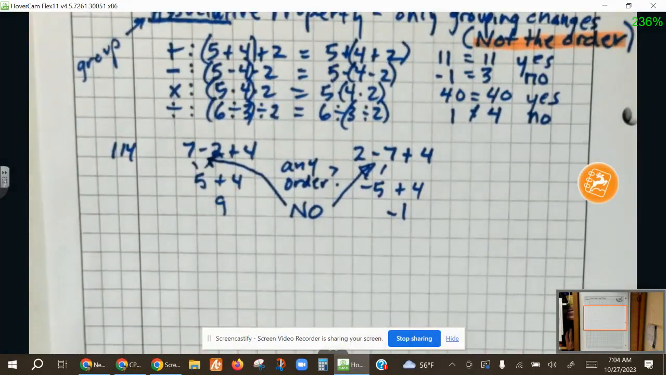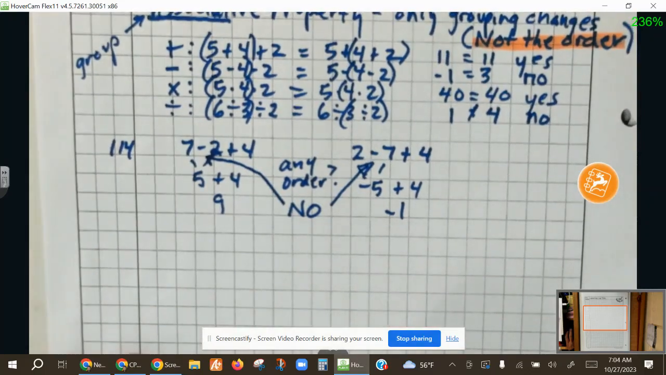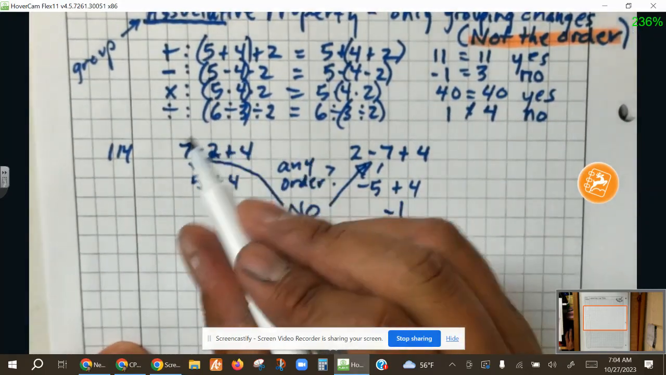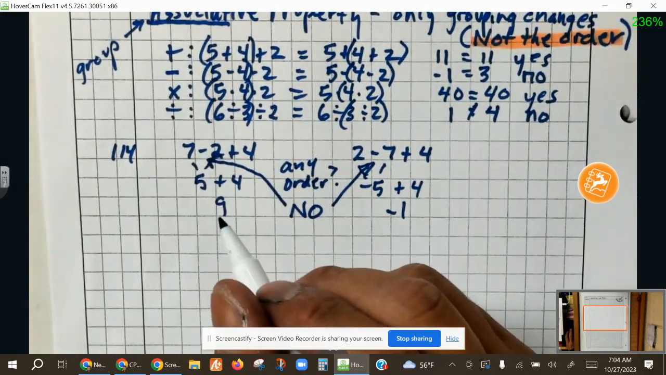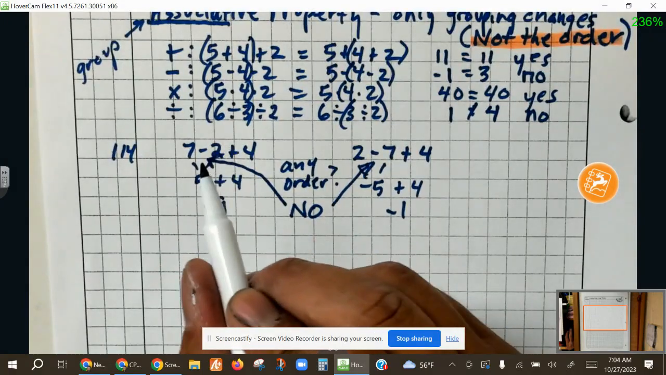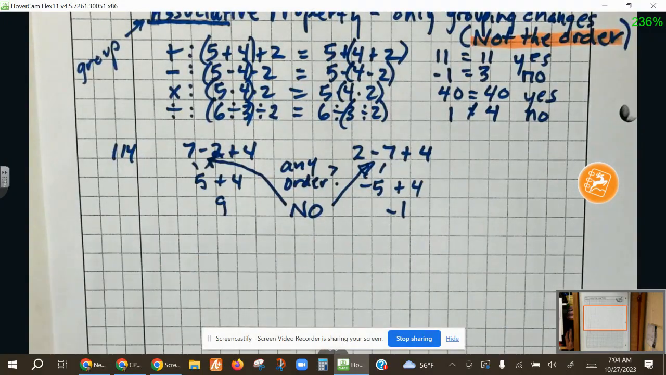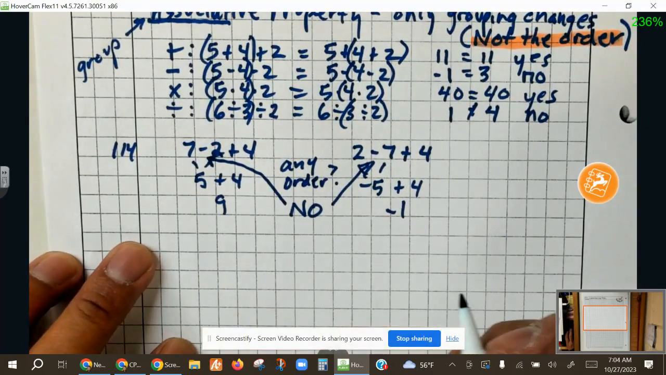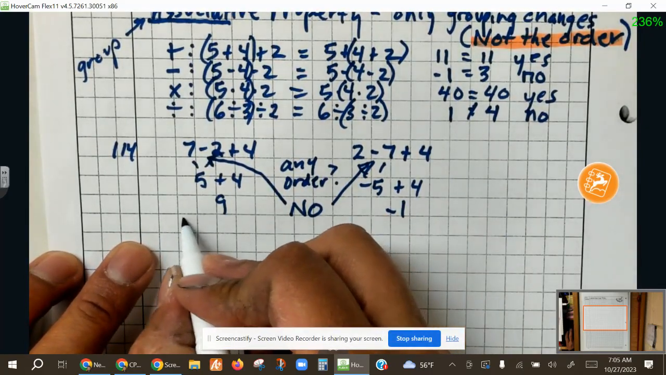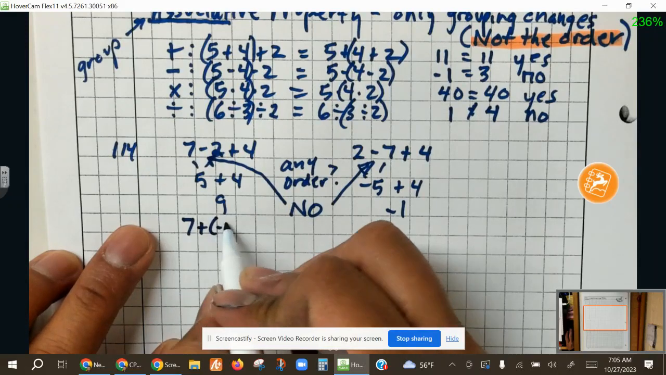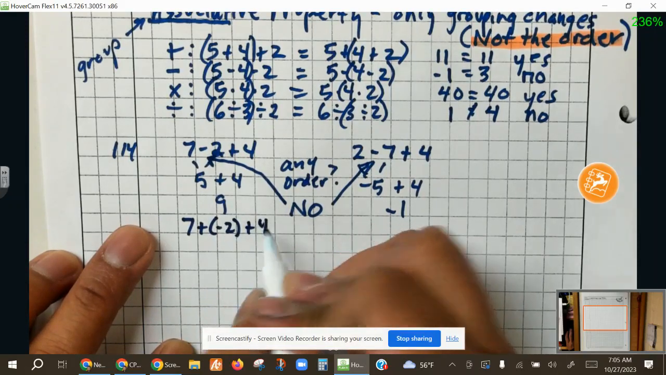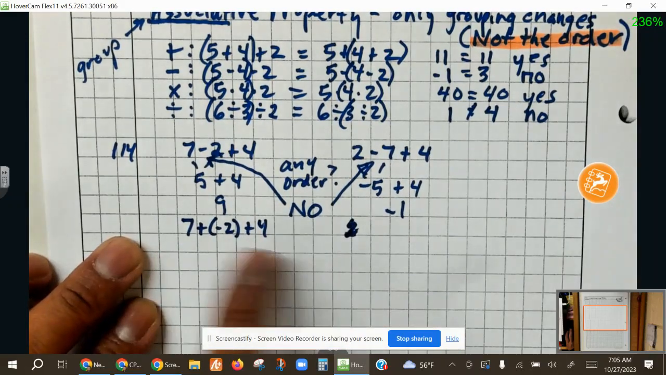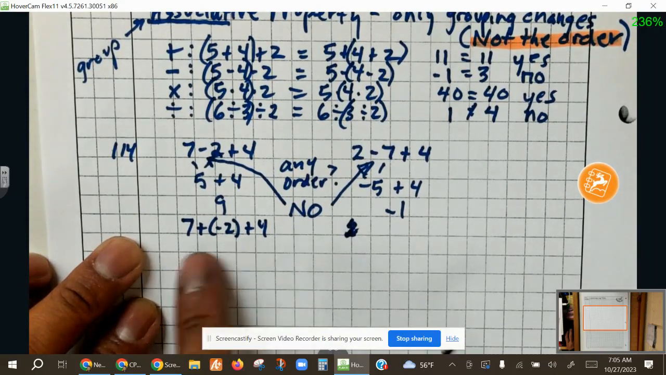So how can we solve this problem? Well, we remembered from a previous lesson that whenever we have subtraction, we can always write subtraction as an addition problem. So let's rewrite these as addition problems. So the first one, the 7 minus 2 plus 4, we can rewrite it as 7 plus negative 2 plus 4. So now we can change any order that we're doing these numbers, right?